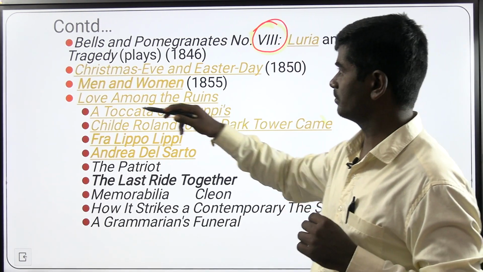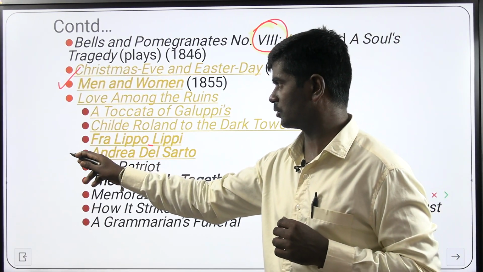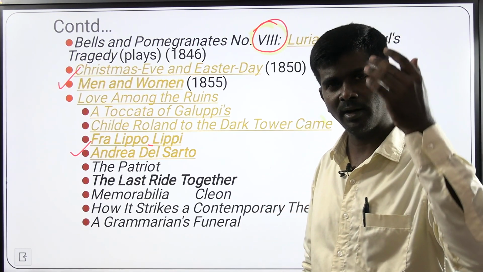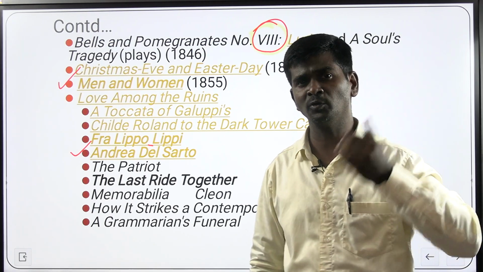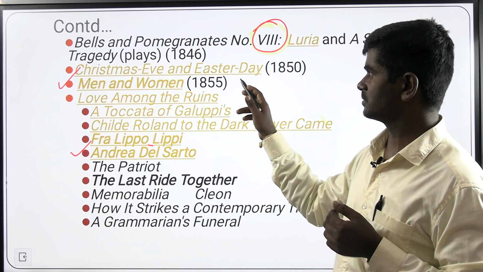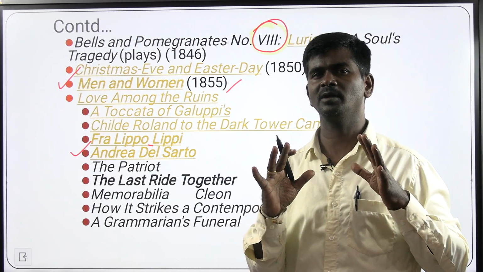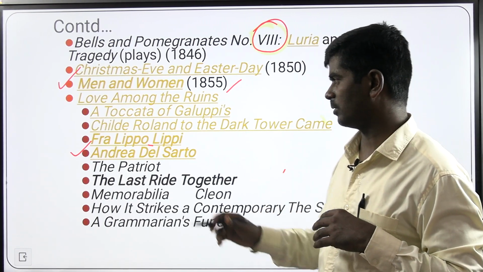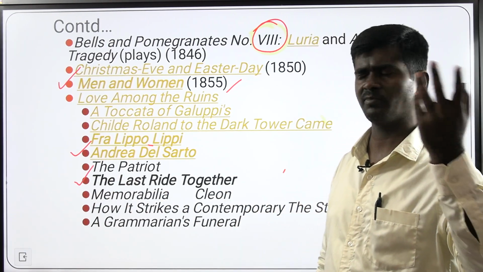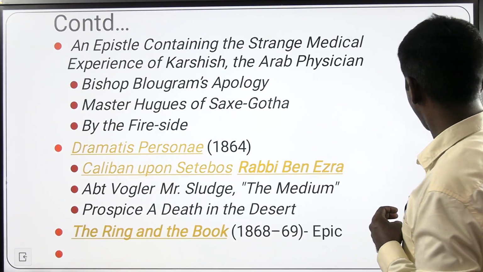A very important work is Men and Women, composed in 1855, and Andrea del Sarto, a very important one. If there are any students who are writing Gurukula JL or DL or TSPSC JL or DL in future, this is a part of that syllabus. Andrea del Sarto is taken from Men and Women, published in 1855. These 3 parts you can remember. Fra Lippo Lippi. The Last Ride Together, a very important poem which is prescribed for other examinations, and some of the other poems.